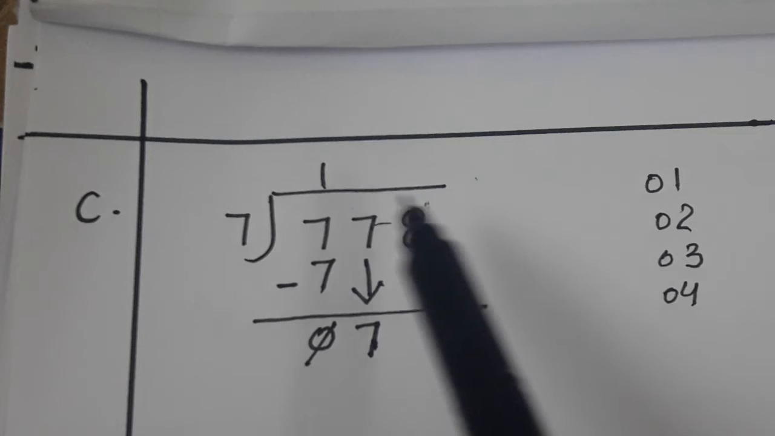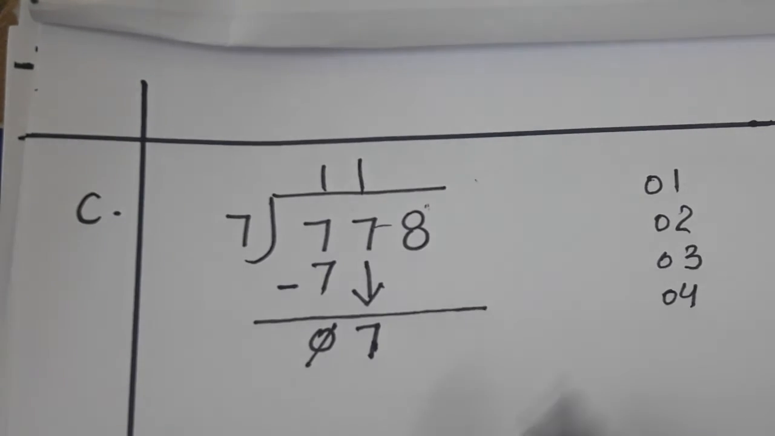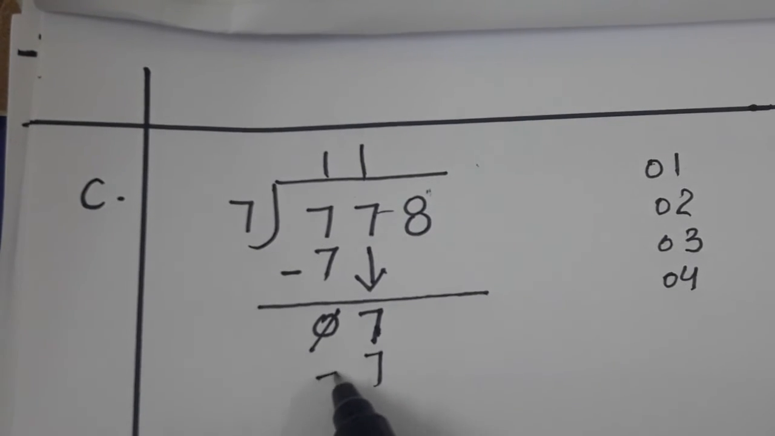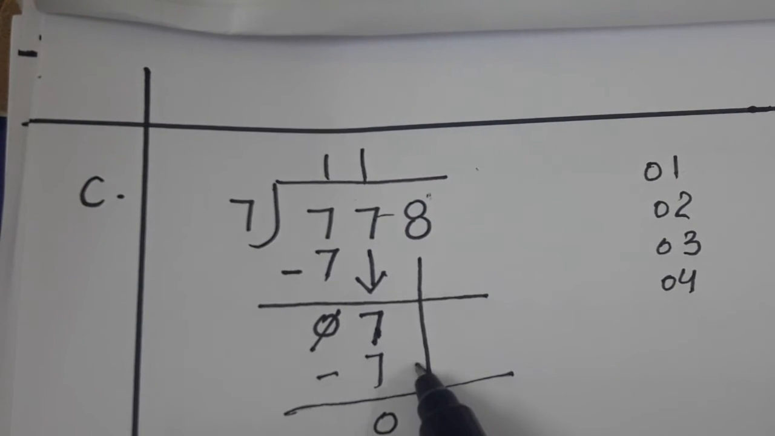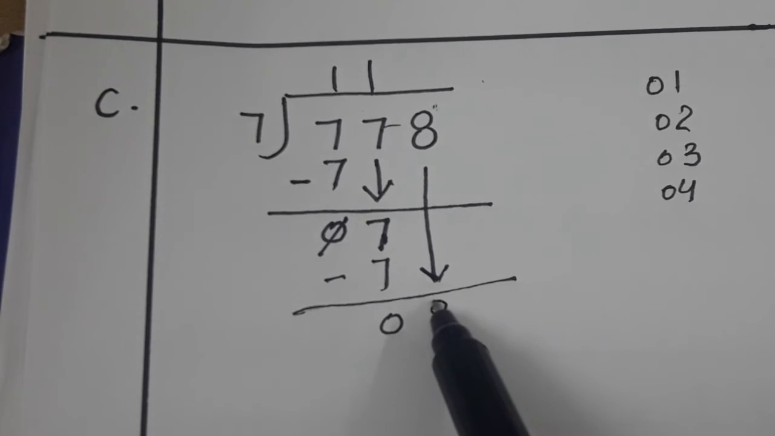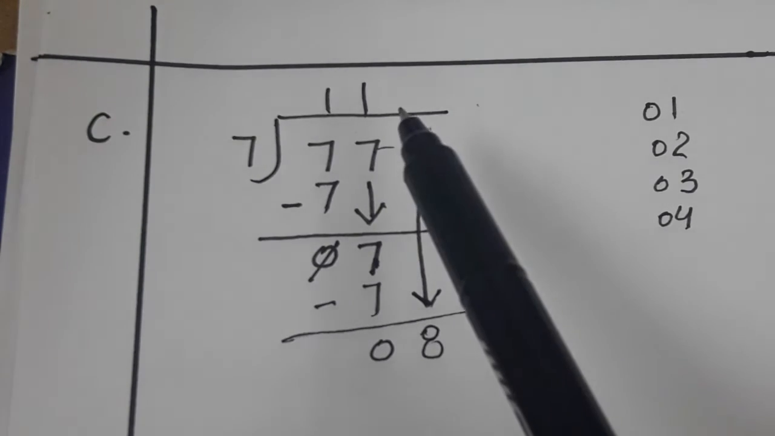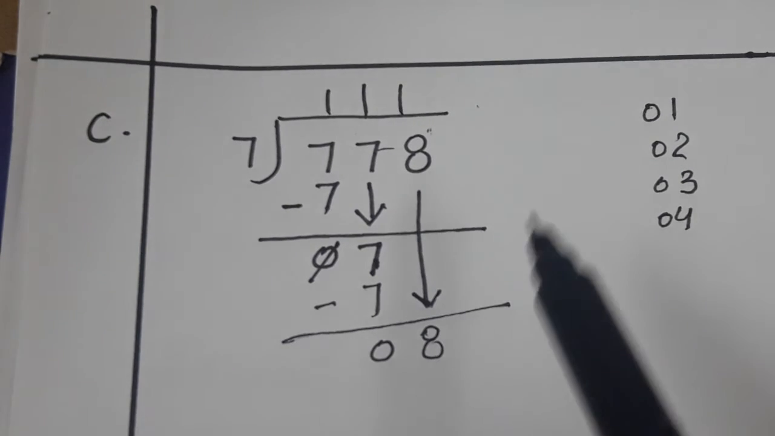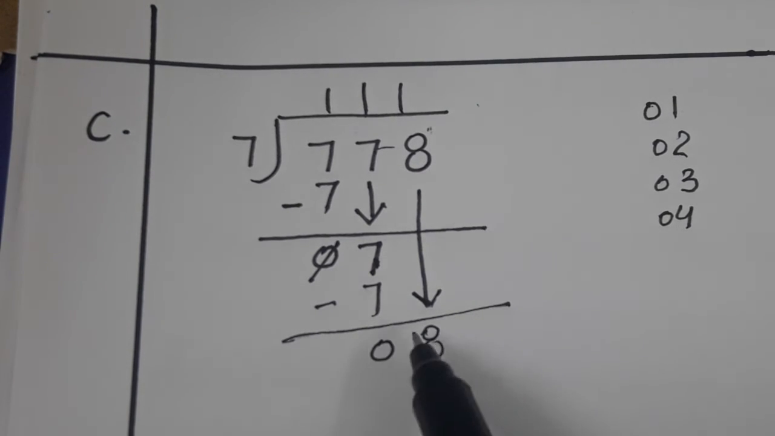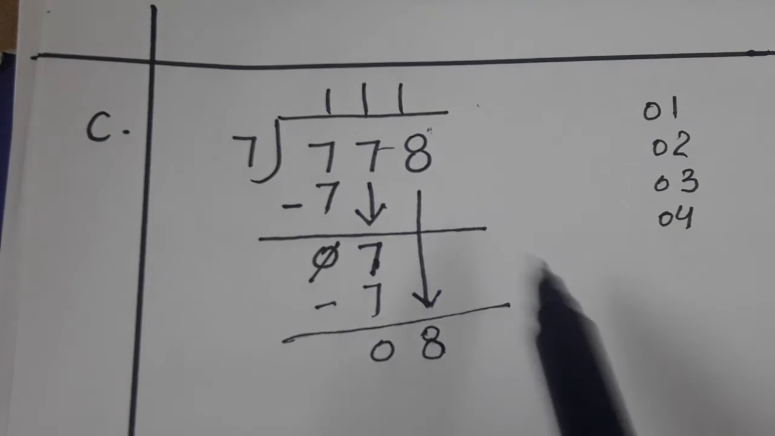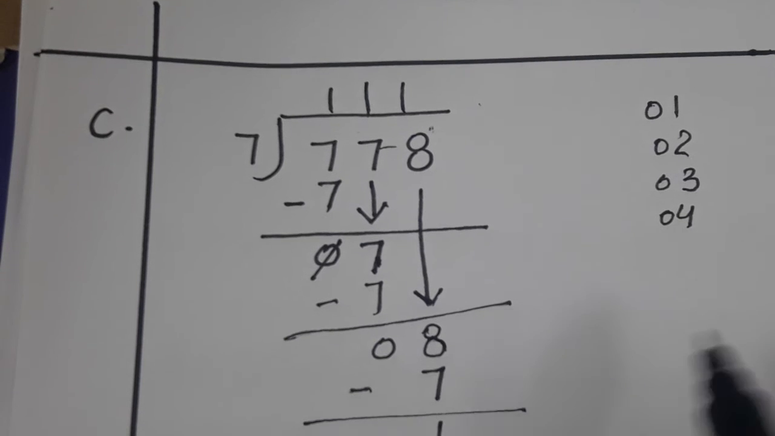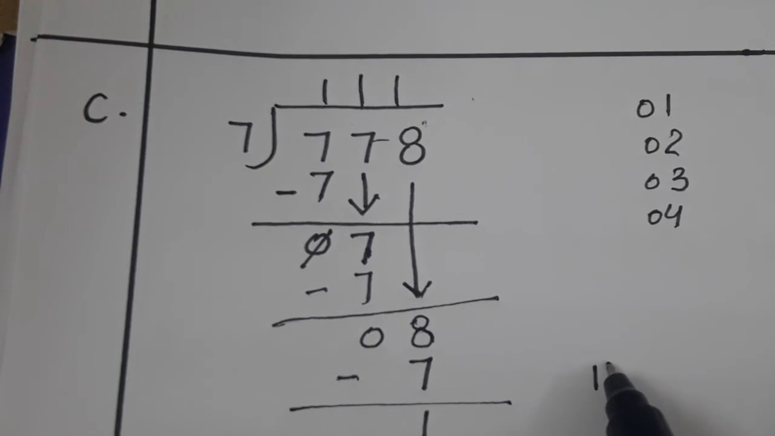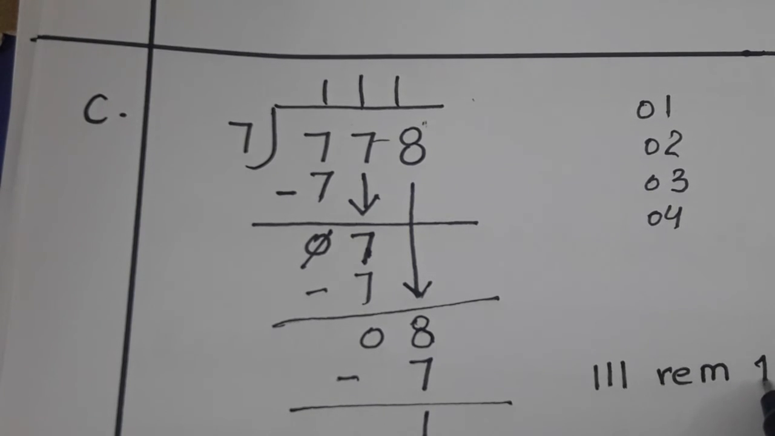This 0 has no value. Now 7 ones are 7. Again we will subtract it. 7 minus 7, 0. Again 8 will come down. Now 7 ones are 7, because 7 twos are 14, but we need a smaller number. So 7 ones are 7. 8 minus 7, 1. So our answer is 111 remainder 1.